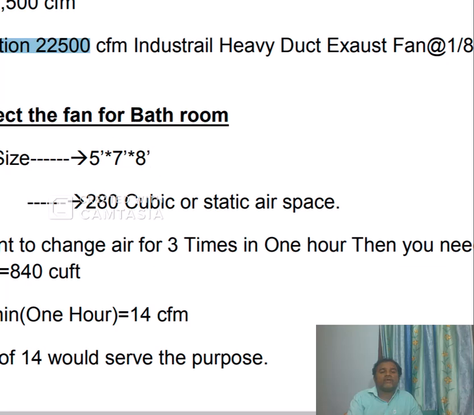So how to select the fan for a bathroom? See, the bathroom size is 5, 7 and 8. The CFM will be 280, and since it is a toilet, if you want to change to 3 times, that is 3 air changes per hour, multiplying 280 by 3 gives 840 per hour. To convert to CFM, 840 divided by 60 gives 14 CFM. So this fan will be very small since it is 14 CFM, which would be sufficient or best for fixing in the toilet.